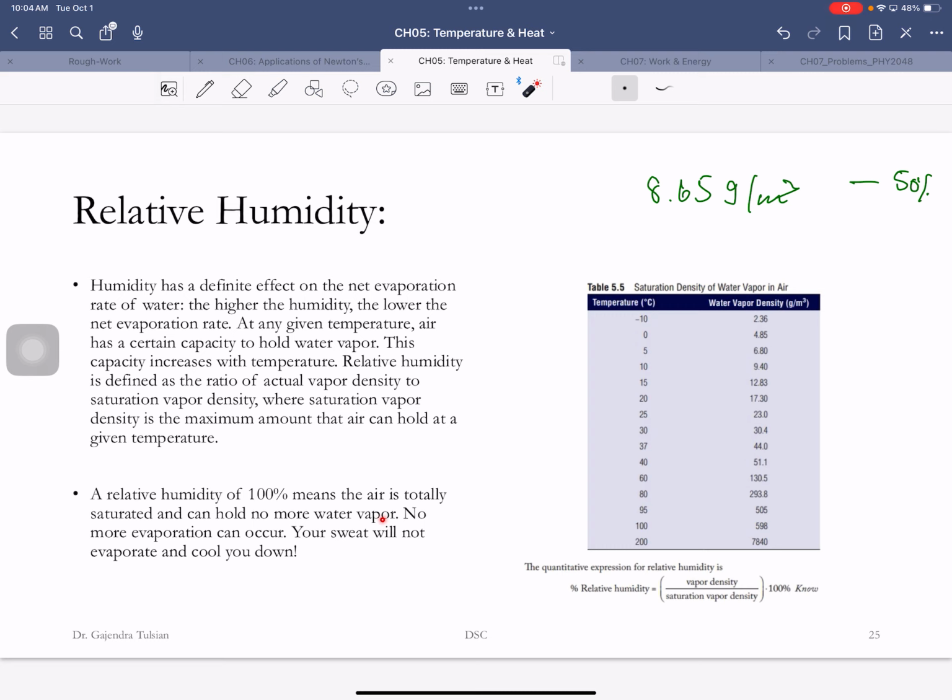And why do we care about that? Well, if you sweat, your sweat is no longer going to evaporate. And if your sweat is not evaporating, you're not getting rid of heat from your body. So no more evaporation can occur, and your sweat will not evaporate to cool you down.